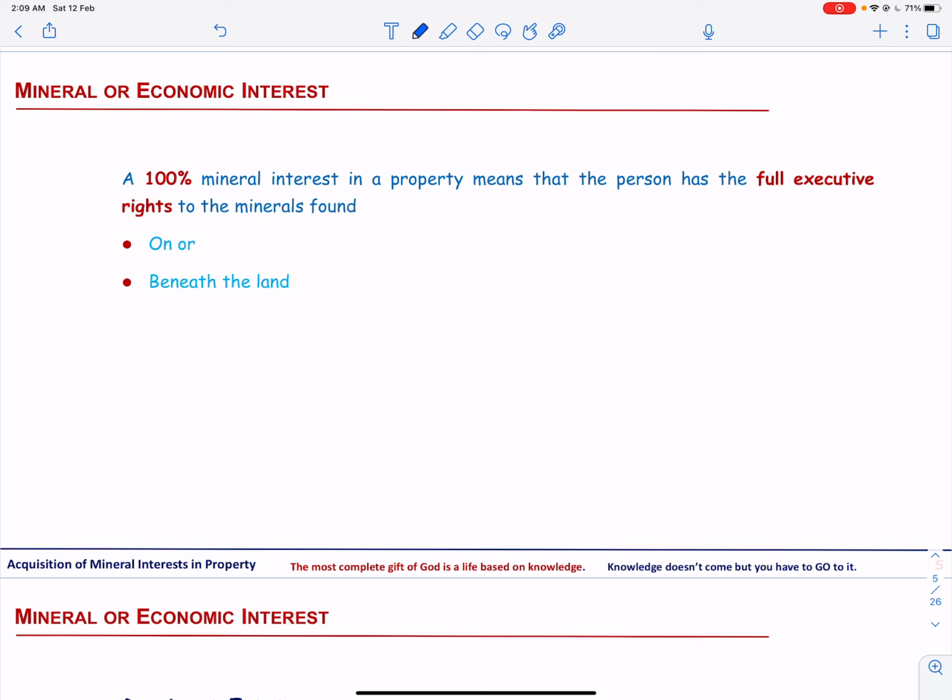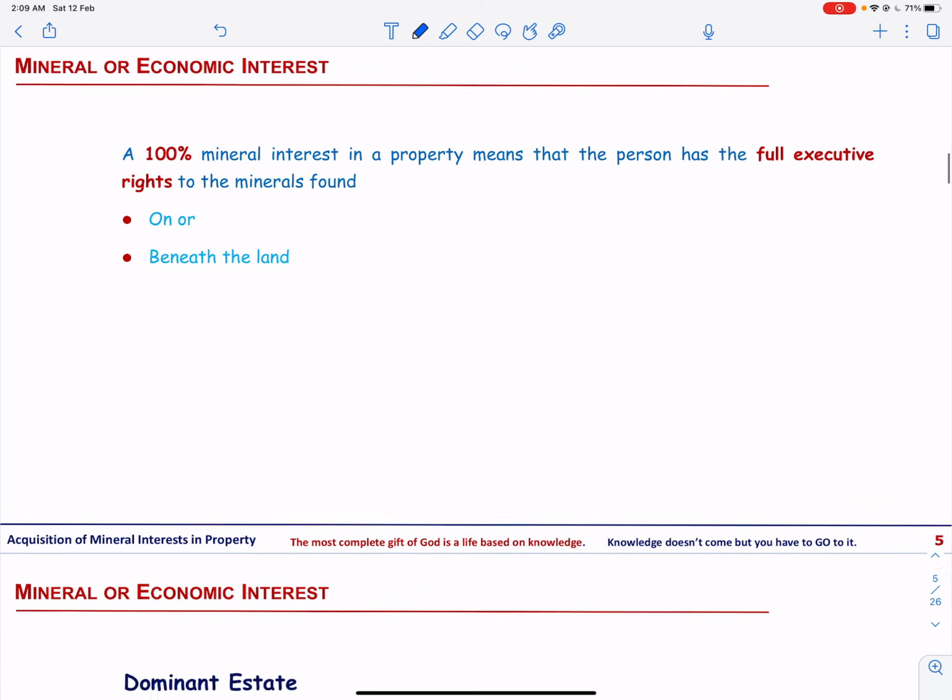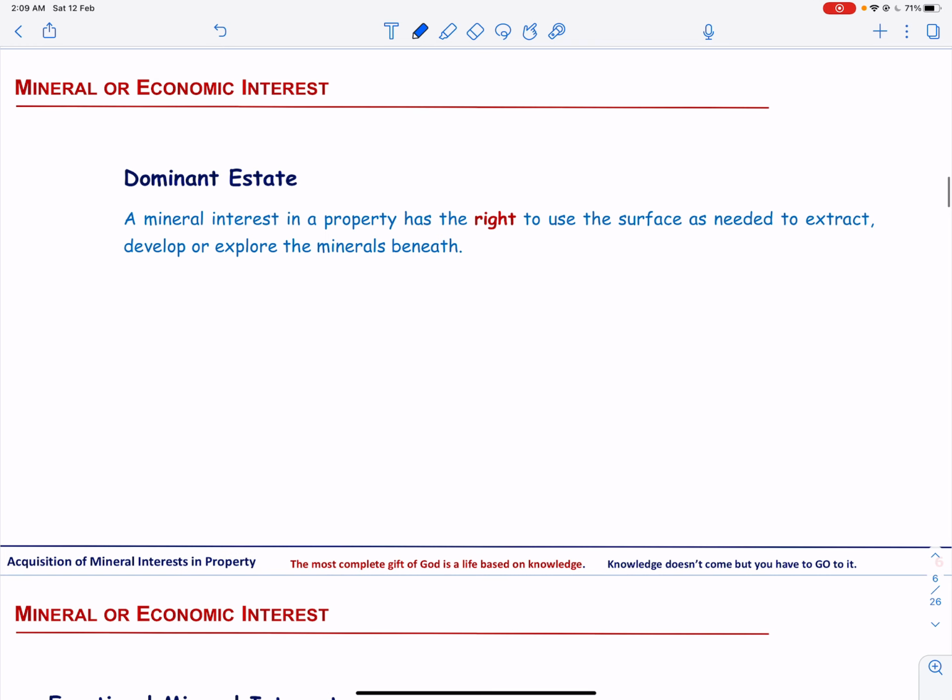Thus, the original owner retains full control of the surface, while a completely separate individual or company owns and manages the mineral rights. If the owner possesses less than 100% of the mineral interest, then they can own fractional mineral interest. And I would like to add an important concept over here: dominant state.